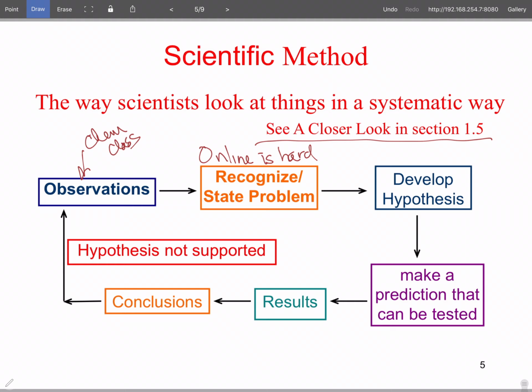Okay, we're going to develop a hypothesis. So the hypothesis, let's go with, more work is needed for an online class. Some of you have already discovered this. We'll make a prediction that can be tested, and you can say, I can do this in 3 hours a week. Okay, the result is fail. Why is that?